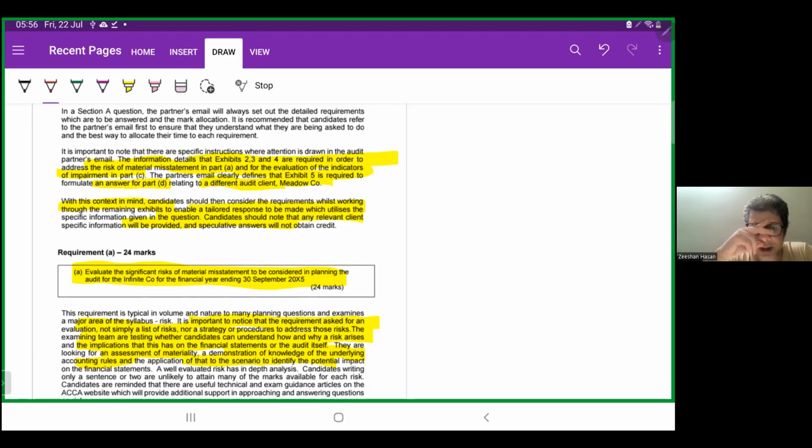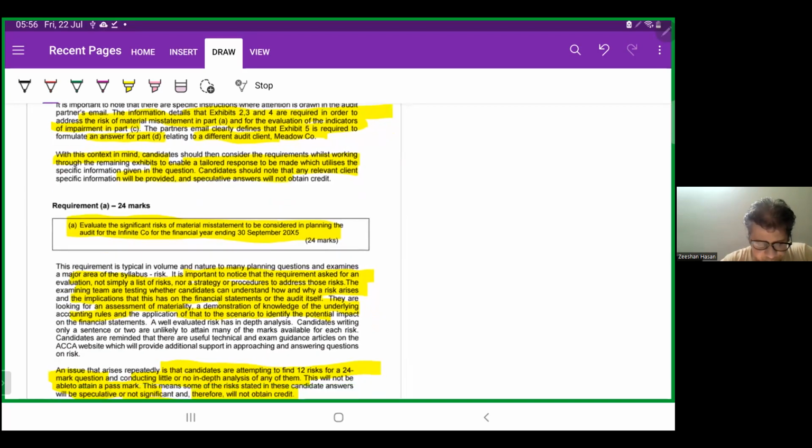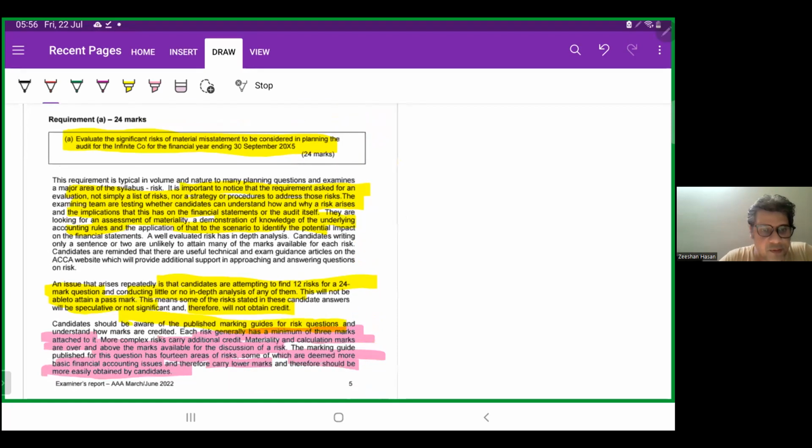With this context in mind, you should then consider each requirement while working through the remaining exhibits to enable a tailored response to be made. Now, the first requirement: evaluate the significant risks of material misstatement to be considered in planning the audit for Infinite company for the financial year ending 30th September 20X4. 24 marks available.